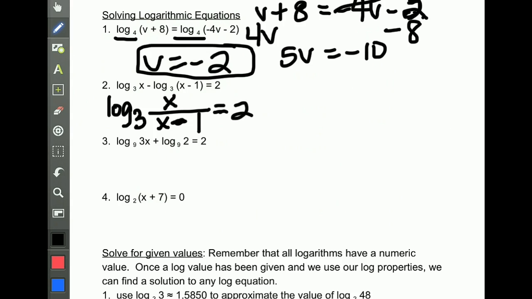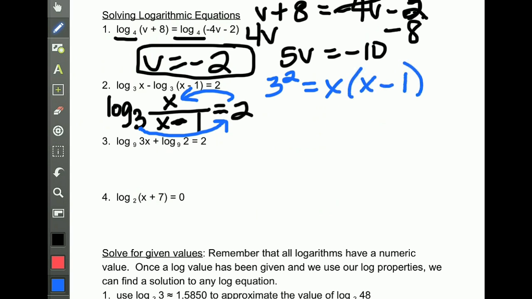Okay. Now using that circular motion that we've talked about a lot, you go from your base to raising to the exponent gives you your answer. So 3 squared equals x times x minus 1.